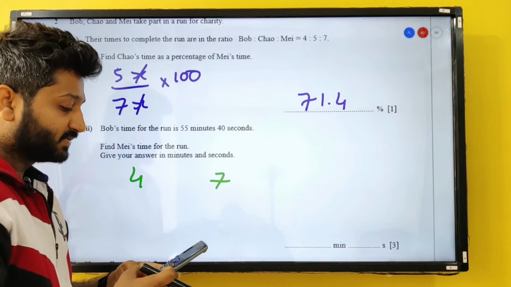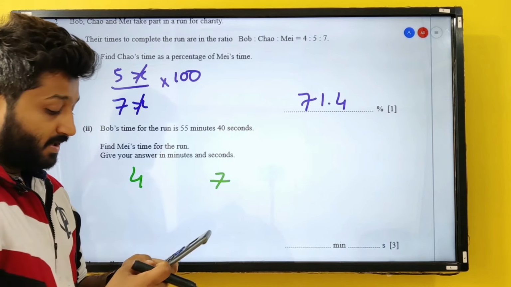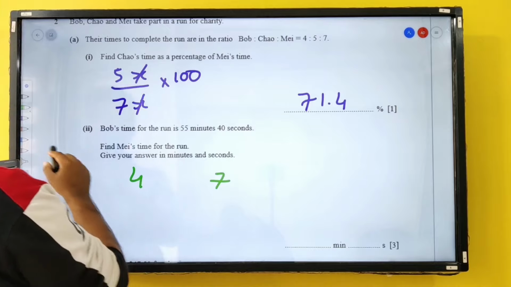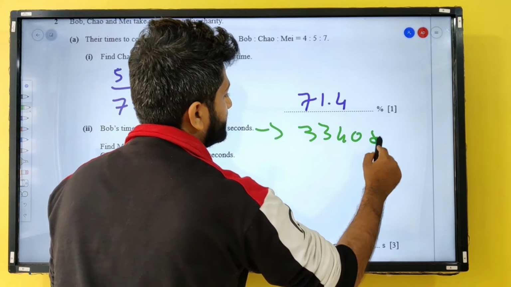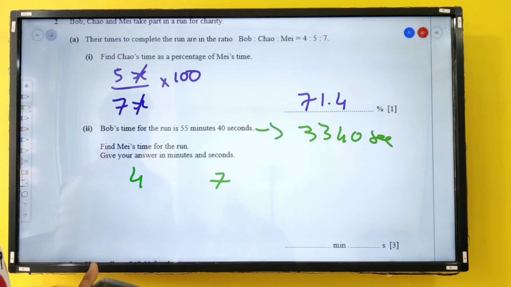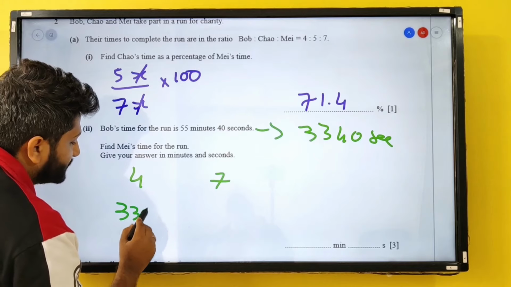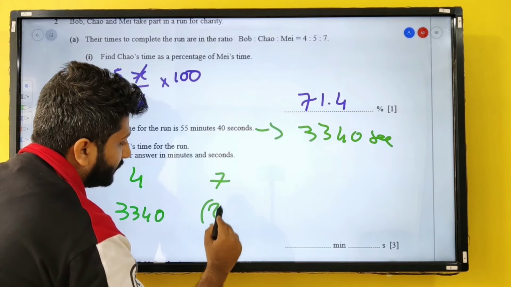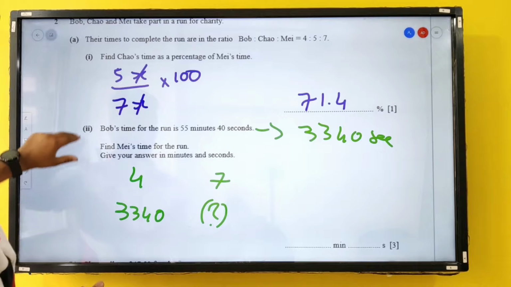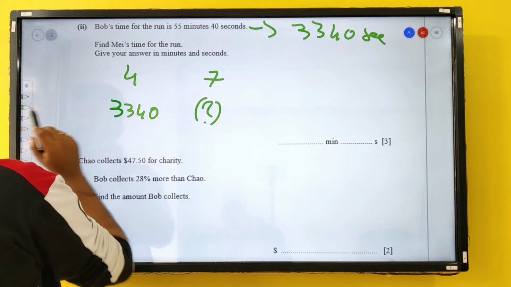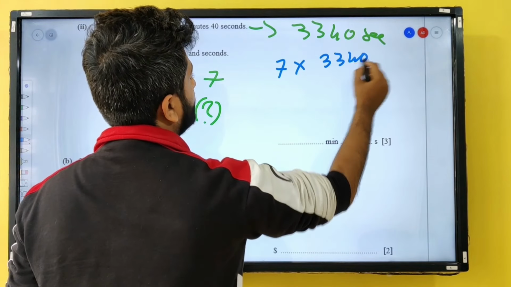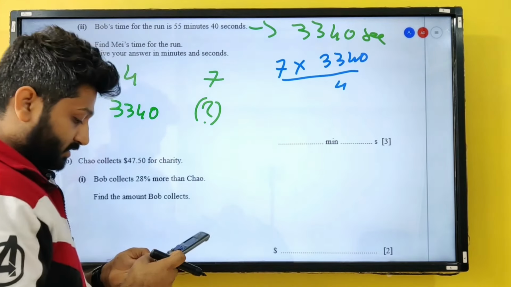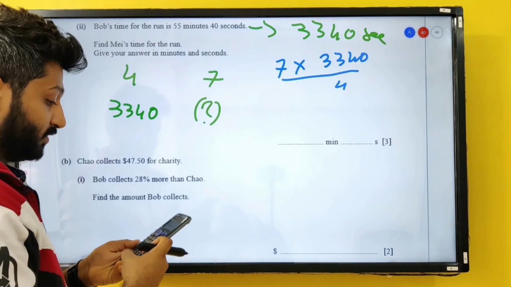55 minutes times 60 seconds is 3300, plus 40. So the total time needed by Bob is 3340 seconds. The ratio is 4:7, this is Bob and this is Mai. So if Bob requires 3340 seconds, then the time required for Mai is 7 into 3340 divided by 4.